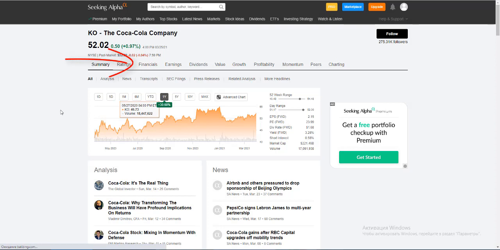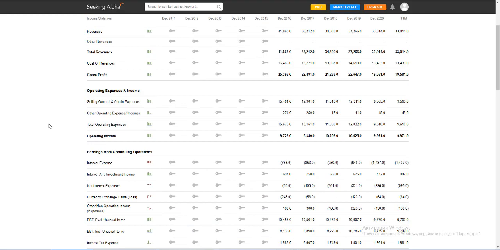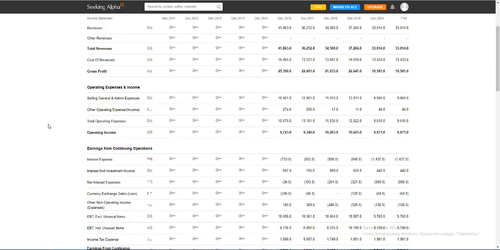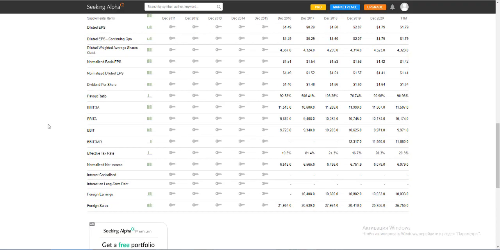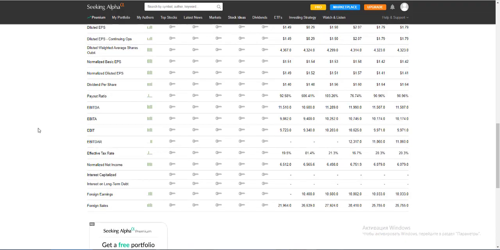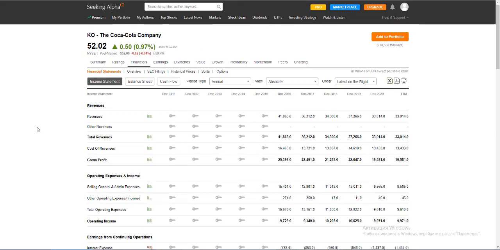and we go to financials. So in the financials tab, first we see the income statement for the past 5 years, actually, 16, 17, 18, 19 and 20. Revenues, operating expense or income, earnings from operations, net income. Well, actually the table is quite large. There is a lot of data here. You can check it by yourself.